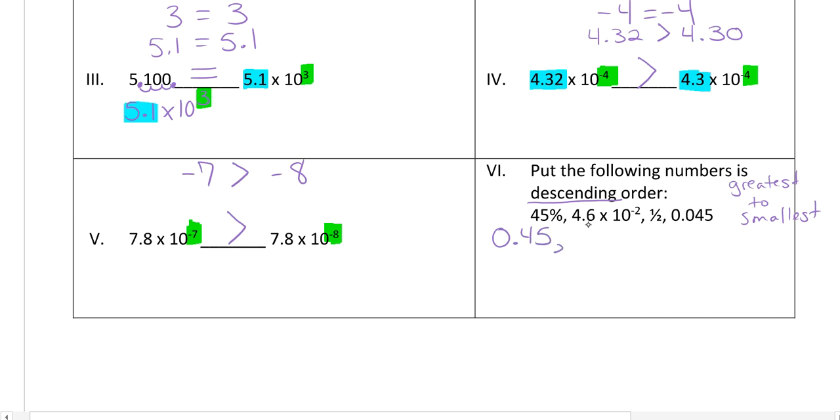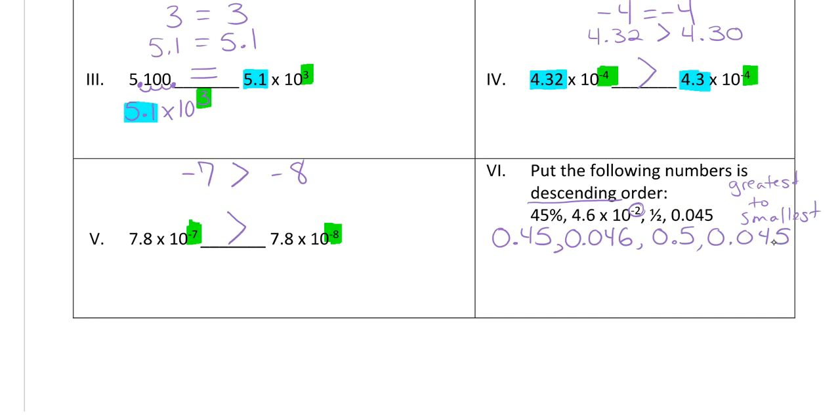My next value is 4.6 times 10 to the negative second. If I'm going to change it into standard form, I'm going to swing the decimal 2 places to the left, so that would give me 0.046. Half we hopefully all have memorized as 0.5, and then my last digit is also already in decimal form.